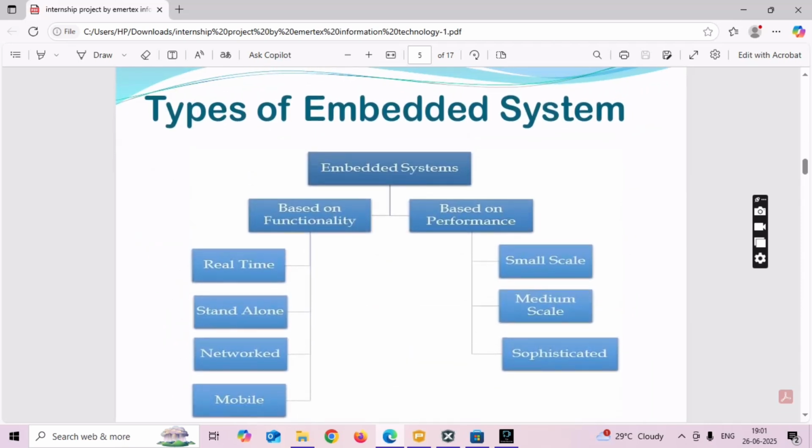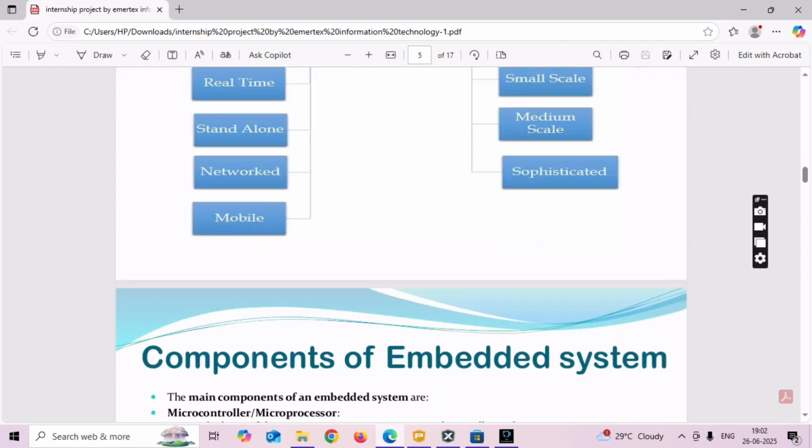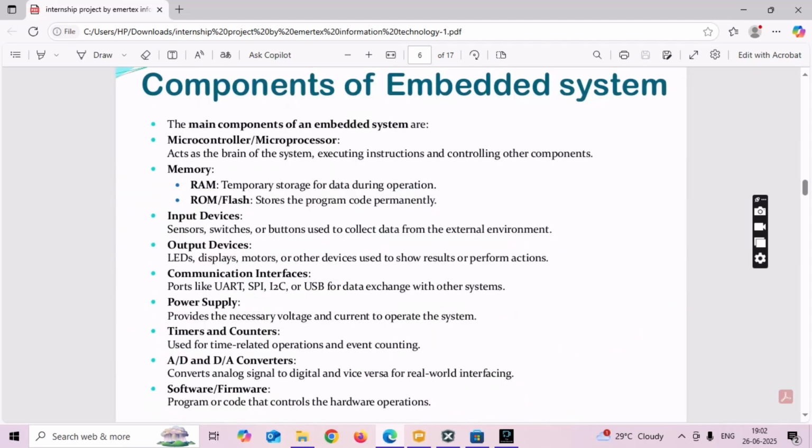Then in this slide we can see the different types of embedded system. At first, embedded systems can be divided into two parts. The first is based on functionality and the second is based on performance. Based on functionality, they are further divided into four parts: real-time, standalone, network and mobile. Based on performance, they are divided into three parts: small scale, medium scale and sophisticated. Here we see the types of embedded system. Then in the next slide we can see the different components of embedded system.